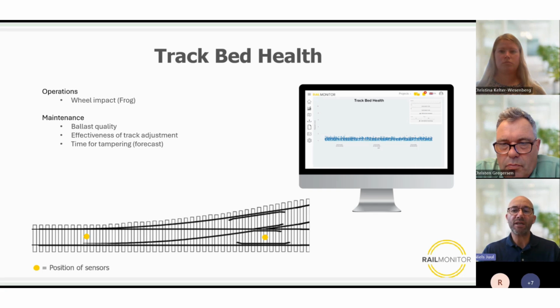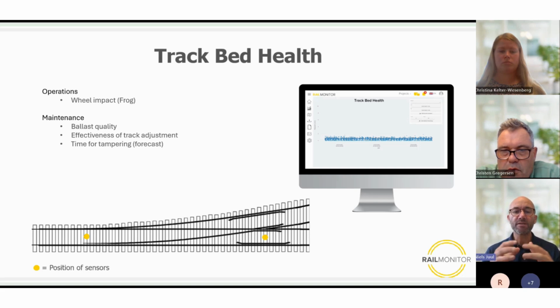Because if you have a big deflection, you make a track adjustment, and then maybe 14 days after, you discover, or the software discovers, that you are in the same situation as you were before the track adjustment, then you have another problem, because then it's not very efficient to make this tampering. So these in combination is something where we have the possibility to inform both the operators and also the maintainers.